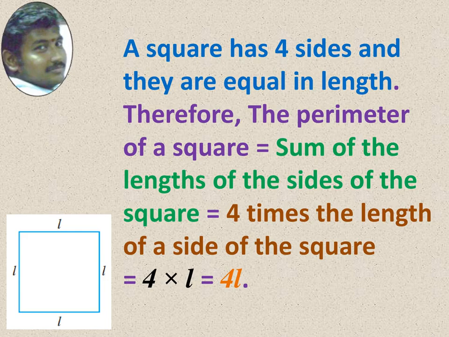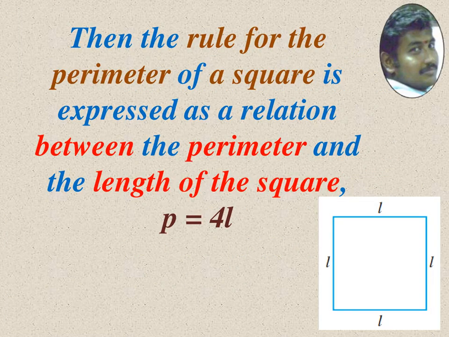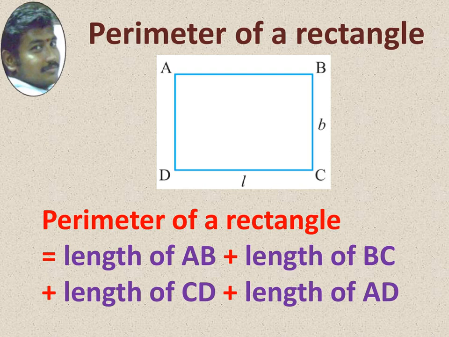A square has 4 sides and they are equal in length. Therefore, the perimeter of a square is equal to the sum of the lengths of the sides of the square, which is equal to 4 times the length of a side of the square. So here L is the length of one side. All 4 sides are equal, so we say 4L. The rule for the perimeter of a square is expressed as a relation between the perimeter and the length of the square. So perimeter P is equal to 4 times L because it is 4 sided. P is equal to 4L. We can make a rule: P equals 4L.